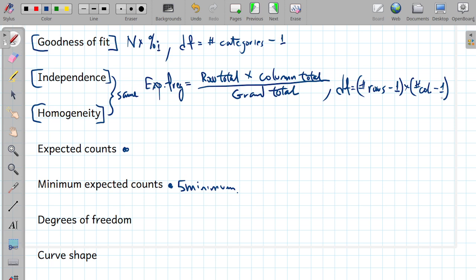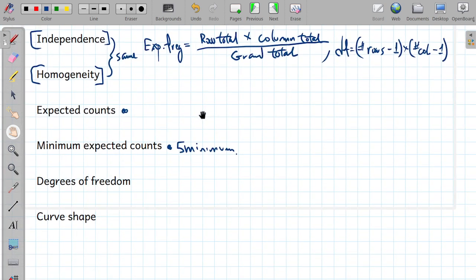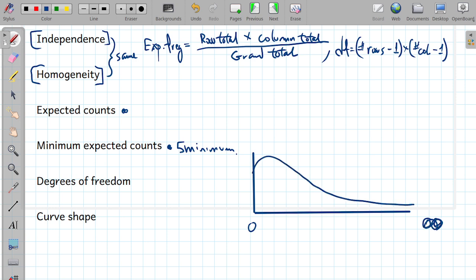Now, what's the curve shape? What does the distribution look like? Well, there's not just one. The curve changes shape as the degrees of freedom change. But in general, this starts at 0. This goes to infinity. And in general, we can say it has a right tail skew.